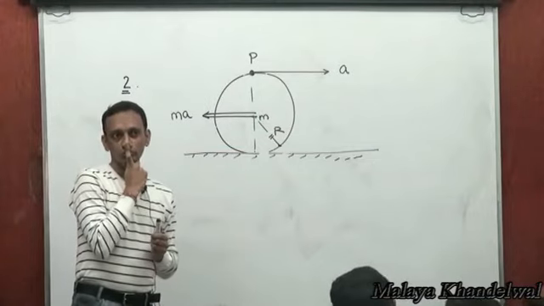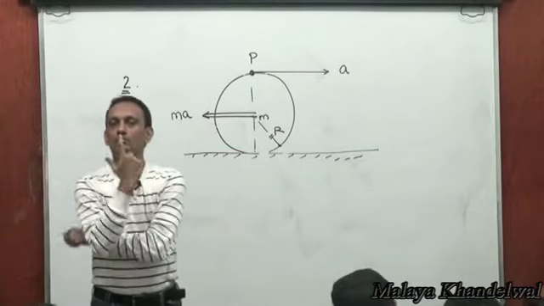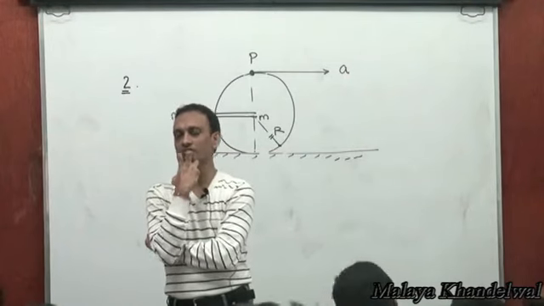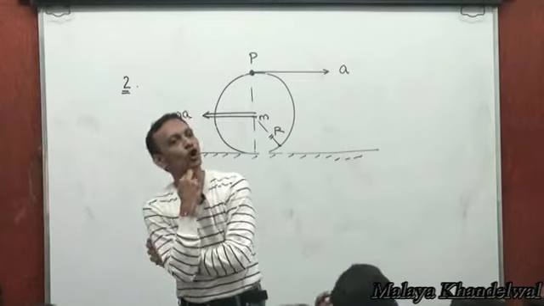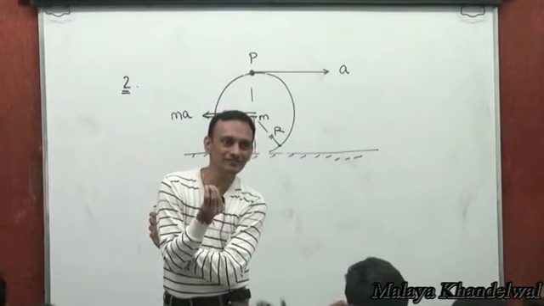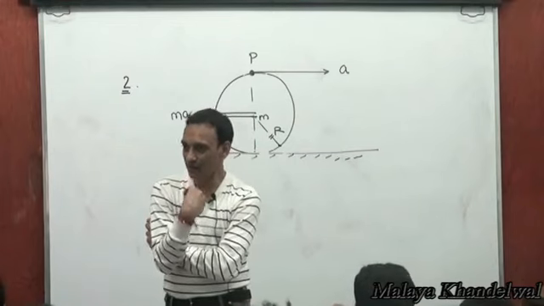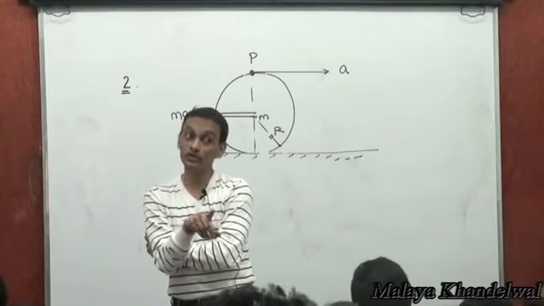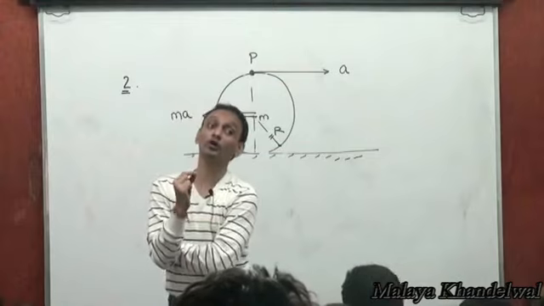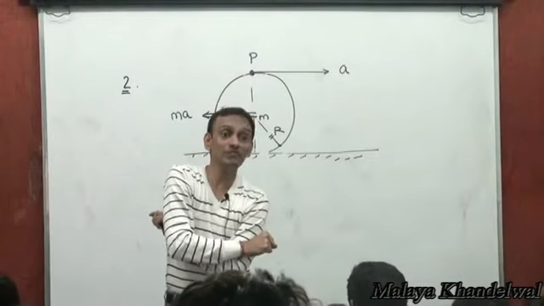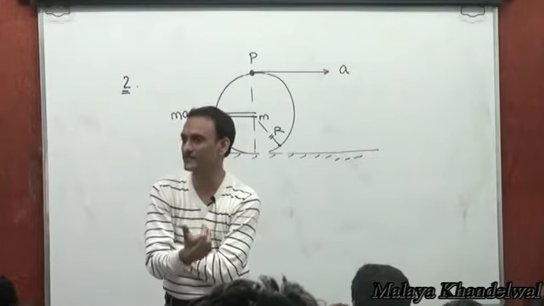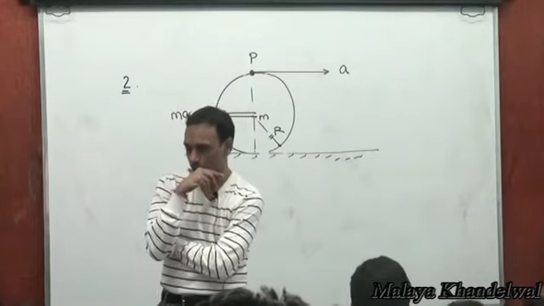Now, since P is a reference point, I can take torque about this point, because this point is like at rest with respect to the ring. At this instant, this is at rest with respect to the ring. So I am allowed to take torque about P because P is my frame of reference. It's at rest. Its acceleration is 0 with respect to P.